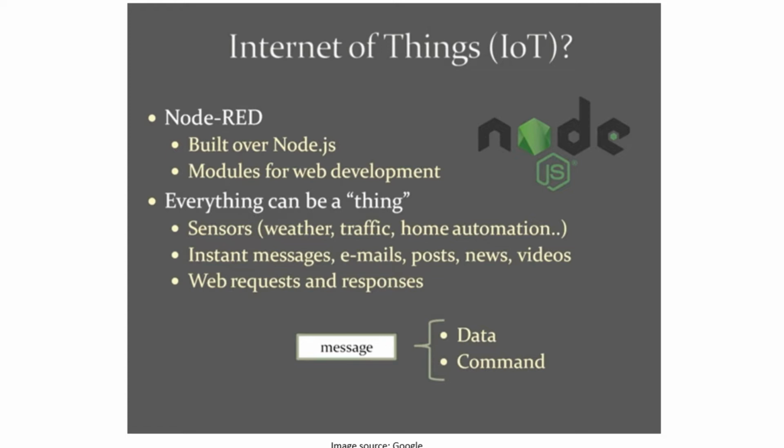So Node-RED supports instant message transmission. Emails can be sent or received, and it also supports posts, news, videos, etc. So it has a vast integrative feasibility that enables Node-RED to live in this IoT market. Here we have web request and response in order to transmit and receive the data. Messages are sent in two ways: either via data or through a command.